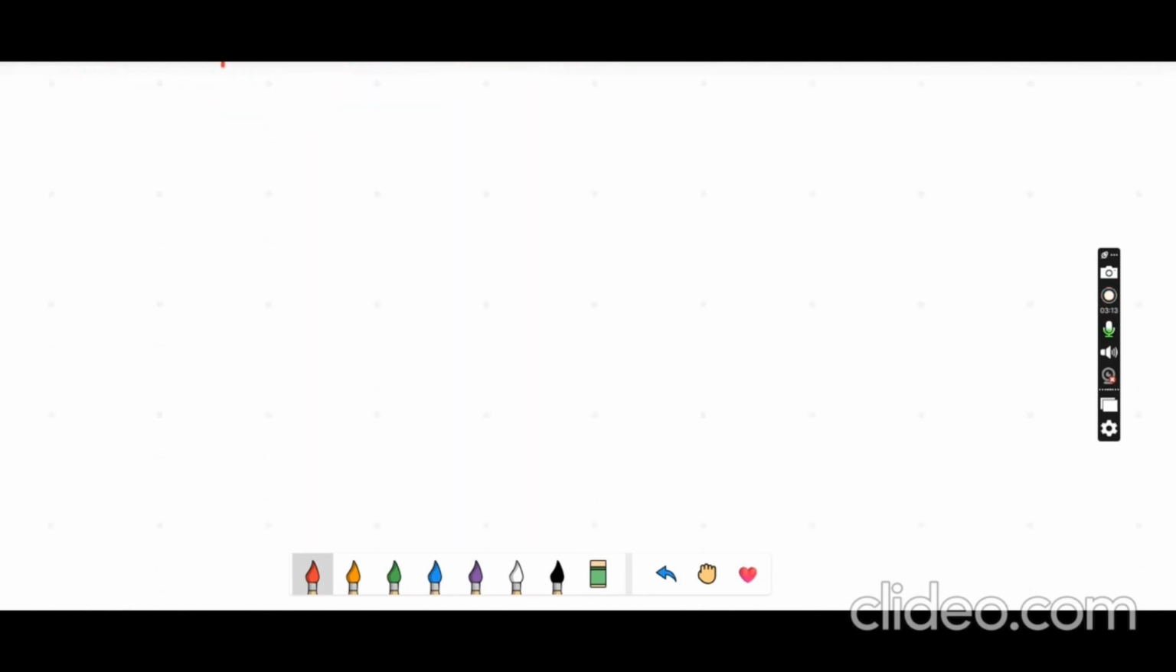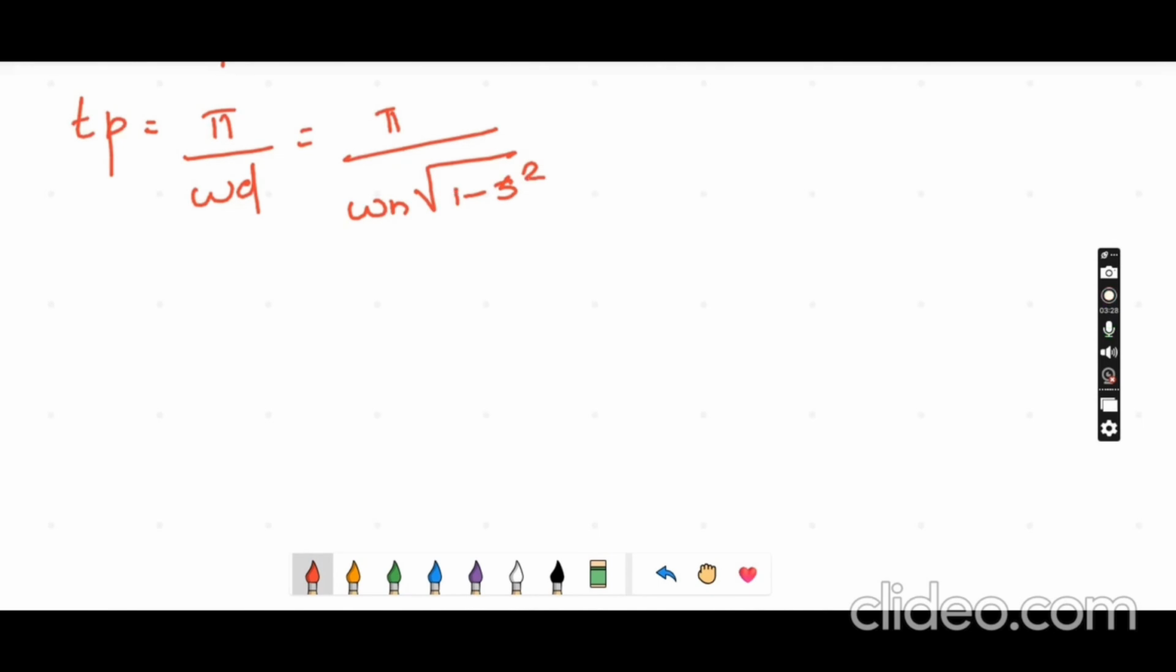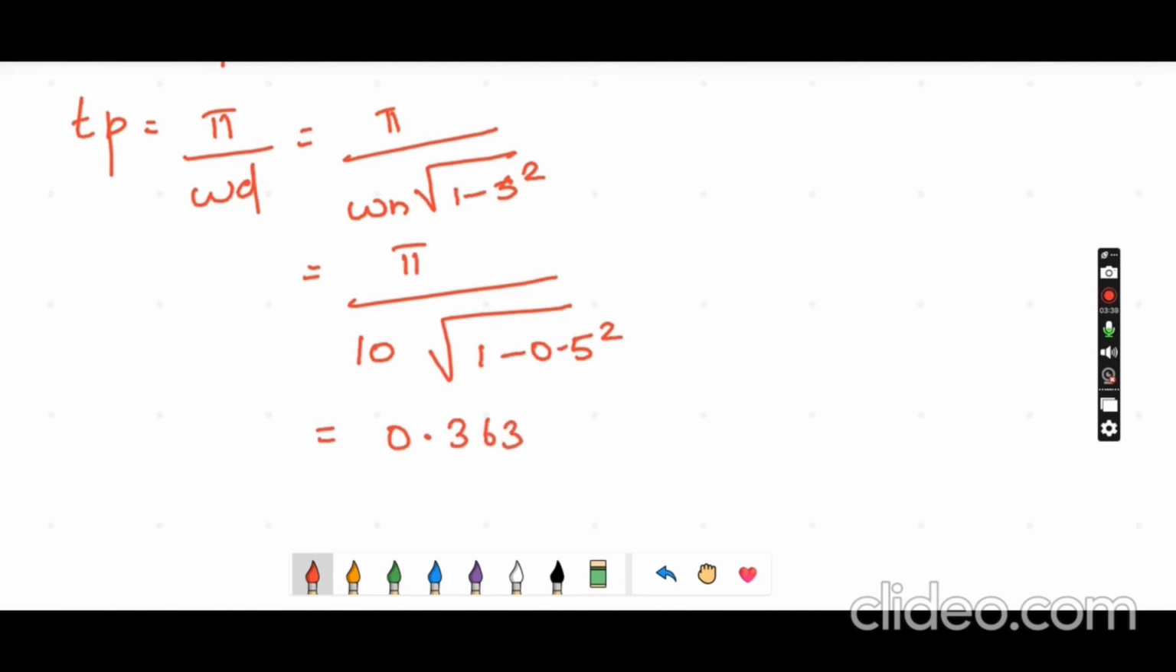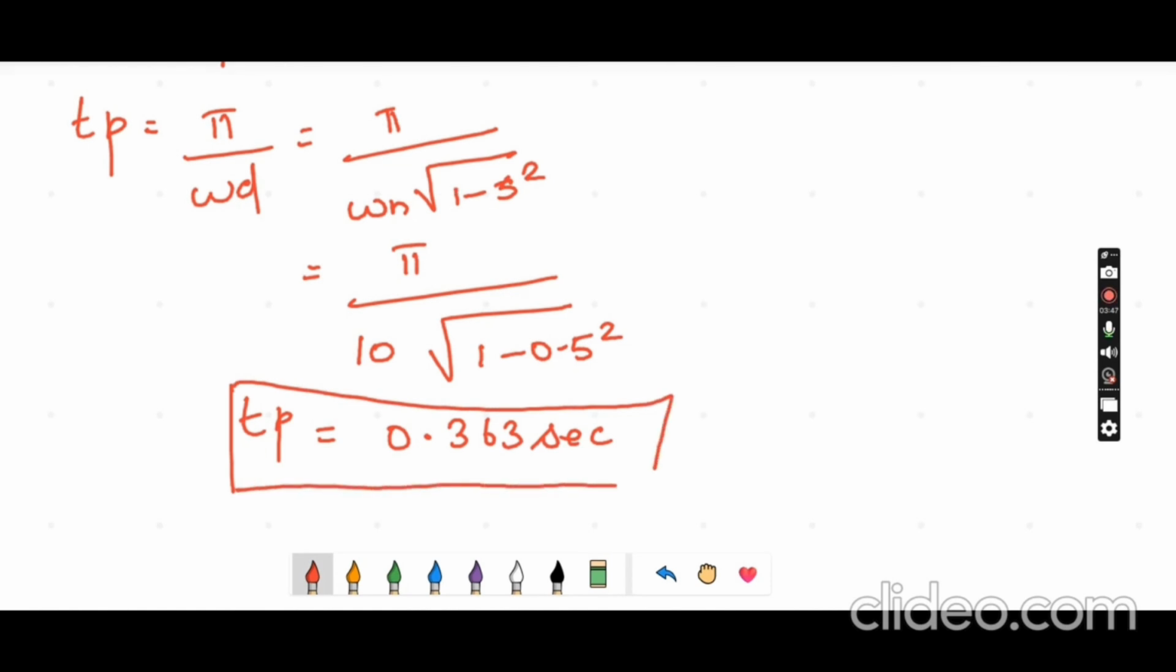Followed by this, we need to find the peak time. TP is equal to pi divided by omega d, where omega d is expanded as omega n into root of 1 minus zeta square. So pi will remain the same. Omega n is 10, which we have calculated. Zeta is 0.5, given in the question. If we solve for that, we will get 0.363 seconds. This is the value of TP. So we have obtained TP also.